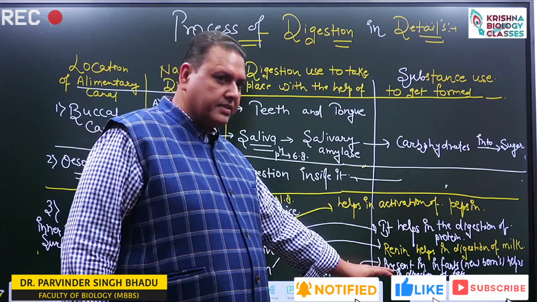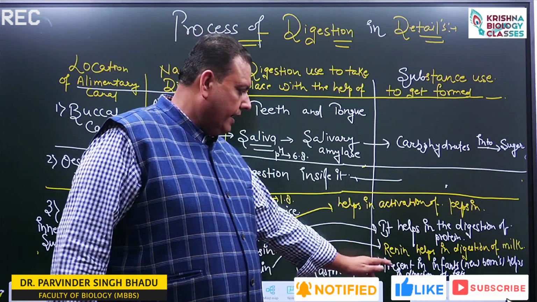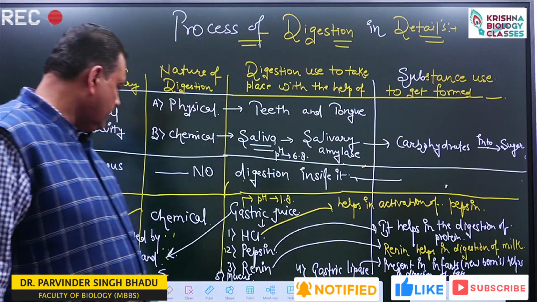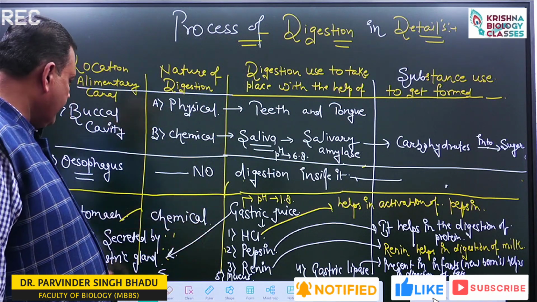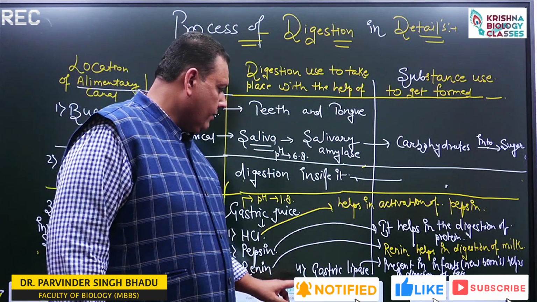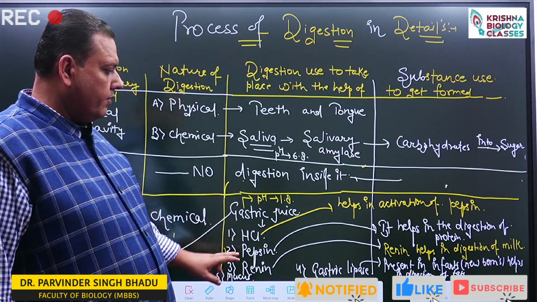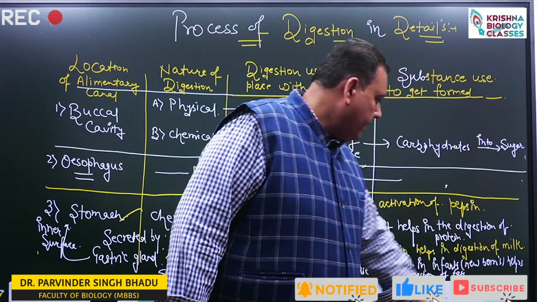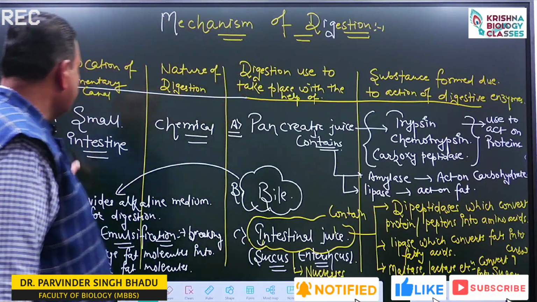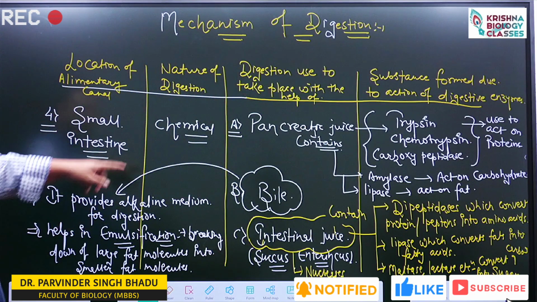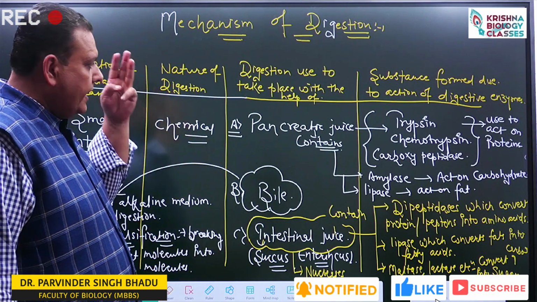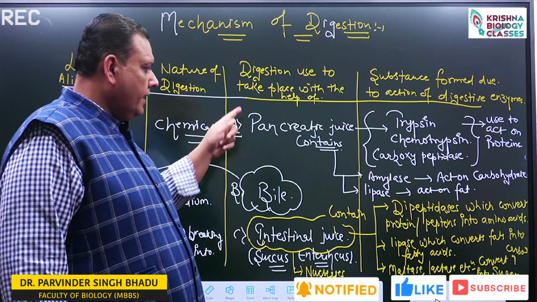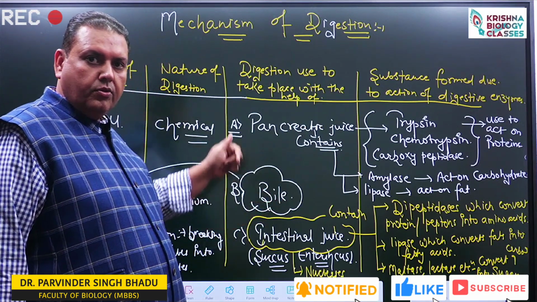Gastric lipase is present in newborns or infants, which helps in the digestion of the fat of the milk. And this mucus protects the inner lining from the harmful effect of the HCl. When we enter into the small intestine, we say chemical digestion is taking place inside the small intestine, and three types of juices play an important role.